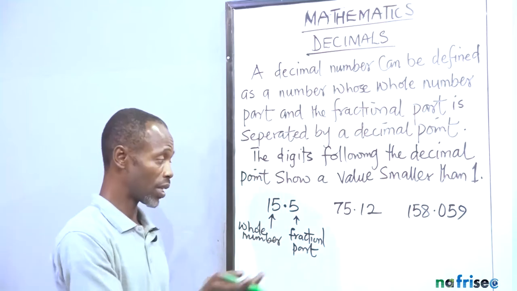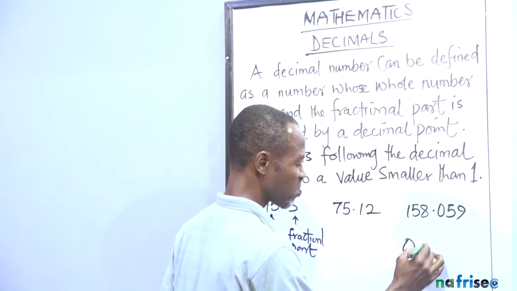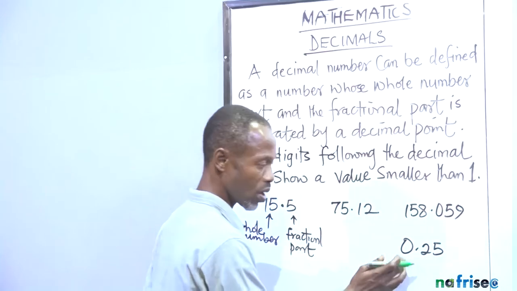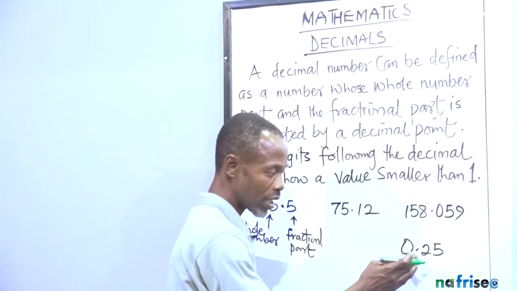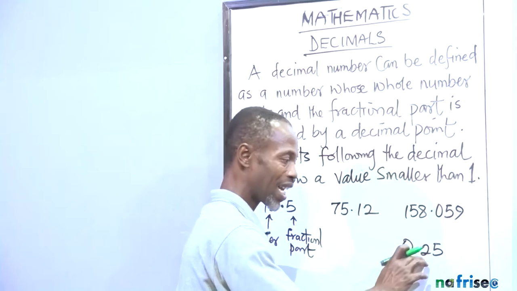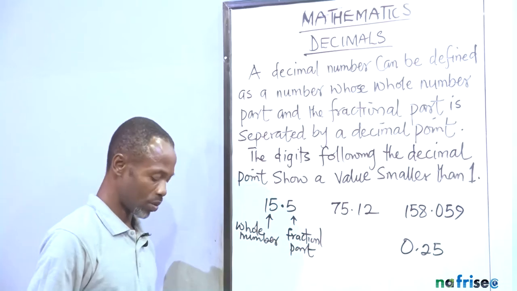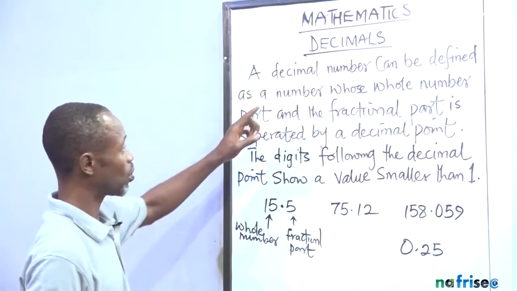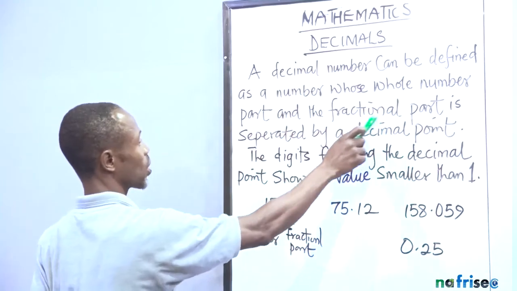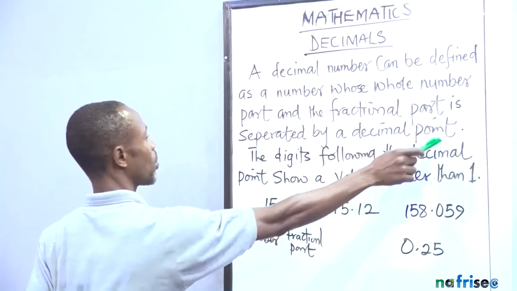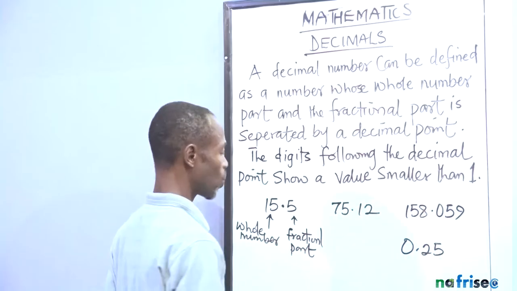So every number that is a decimal sometimes has a whole number part, like in the case of 1, 2, 3. And other times it might not, we have 0 point, probably 25. You don't have a whole number part, this is 0. Are you with me? After the decimal point, the numbers you find are lesser than 1. So let's take the definition: a decimal number can be defined as a number whose whole number part and fractional part are separated by a decimal point. The digits following the decimal point show a value lesser than 1.